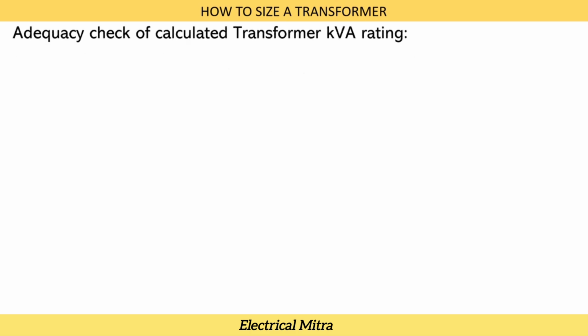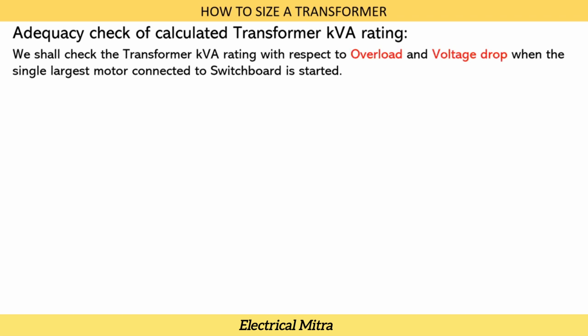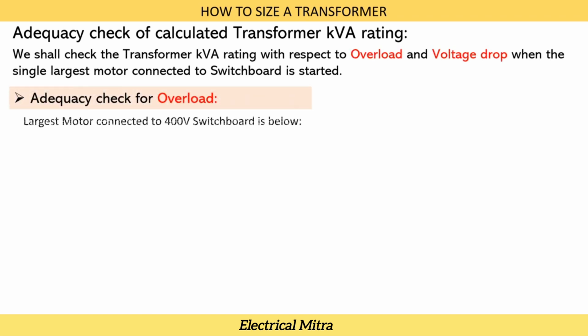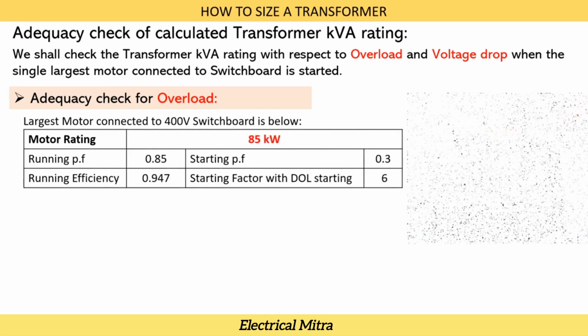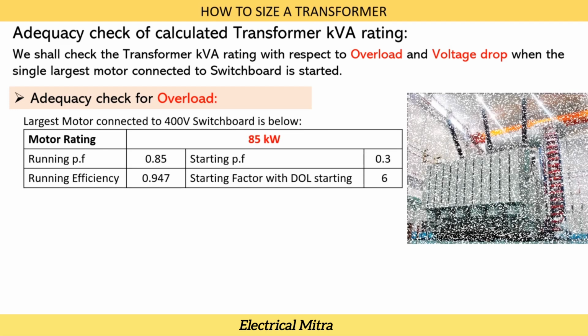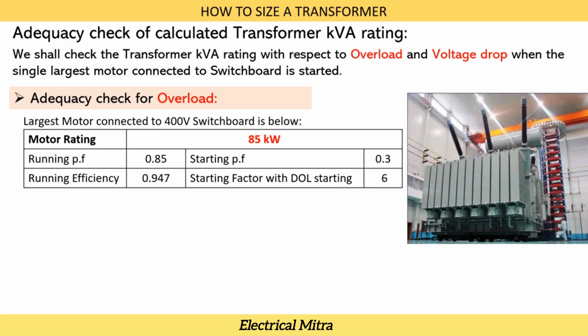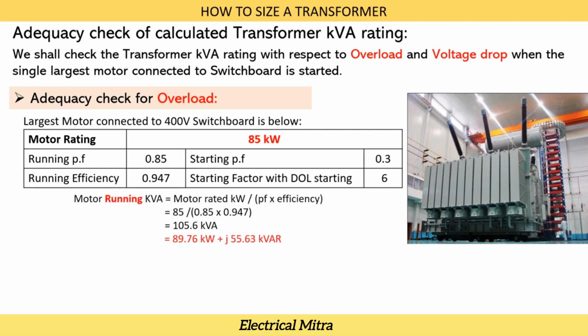We now need to carry out the adequacy checks of the calculated transformer kVA rating. We shall check the transformer kVA rating with respect to overload and voltage drop when the single largest motor connected to the 400 volt LV switchboard is started. First, we'll carry out the adequacy check for overload.